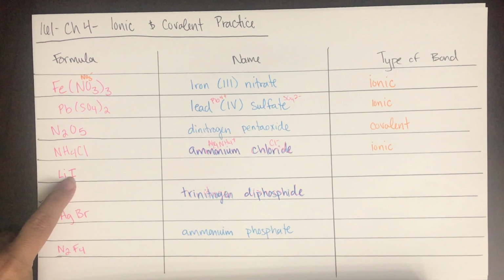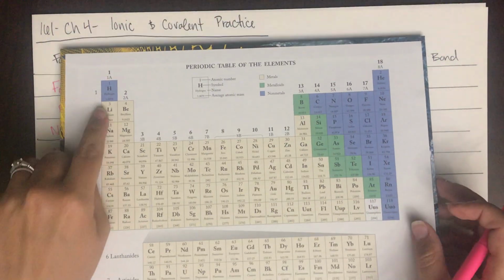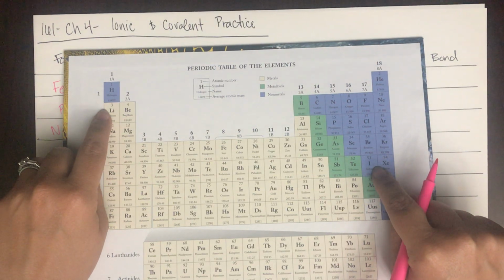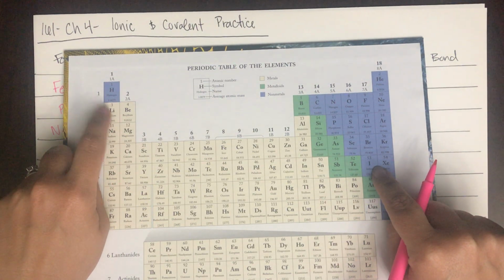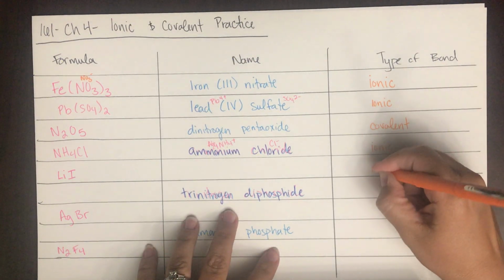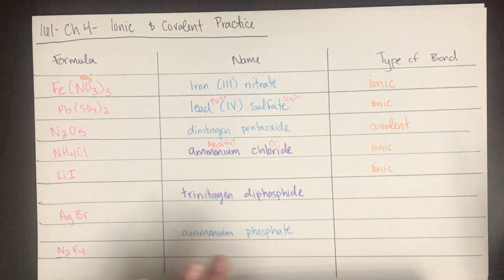So now let's look at the next one. Li and then capital I. So Li is lithium. I is iodine. So here is Li and here is iodine. So you should immediately recognize metal, non-metal. That means this is ionic. That means we need to form a bond between the ions.